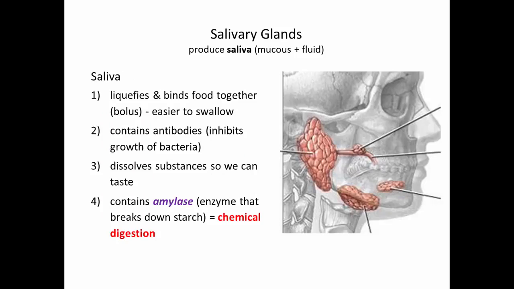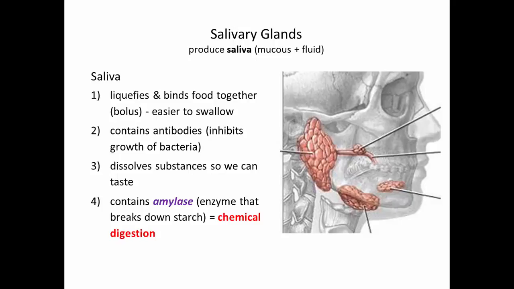Our salivary glands are a set of glands, and here's a picture that shows their location all around the mouth, and they've got ducts that empty into the oral cavity, and these glands produce saliva, which is a combination of mucus plus a fluid. Now, saliva plays a pretty important function in our digestive tract.